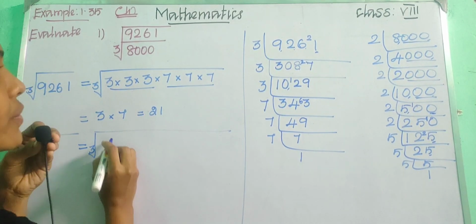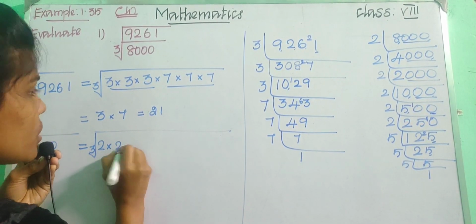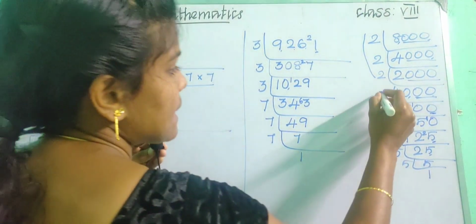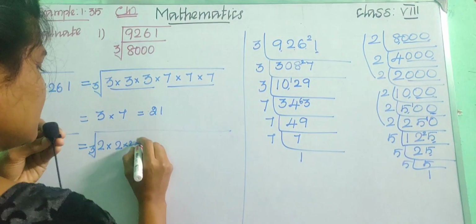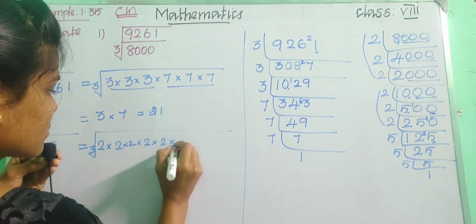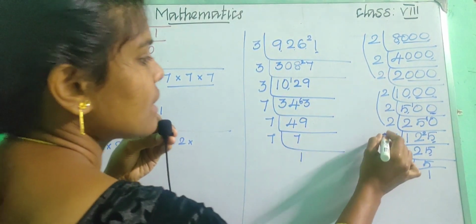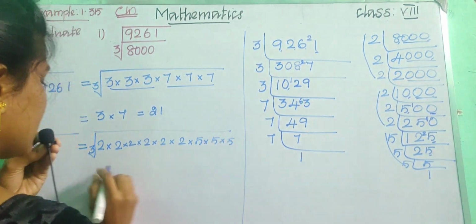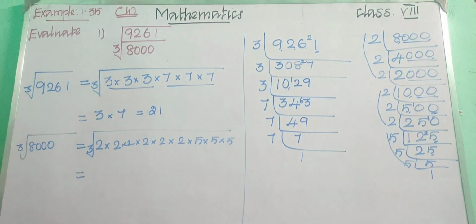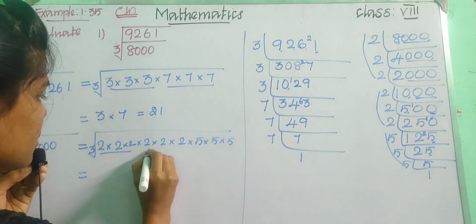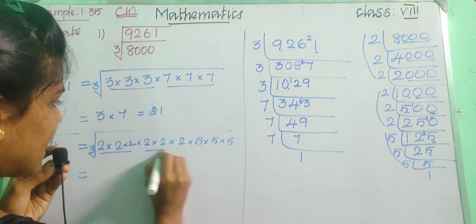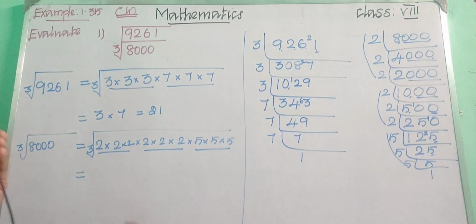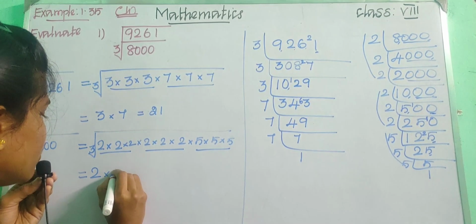Cube root of 2 into 2, okay. How many 2 here? 3 times, okay. And second, okay, and then 3 times, and at the last 3 times 5, okay. So 5 into 5, okay children. Now what is the answer? So we got, okay, 3 times, so 3 times 2, and then 3 times 2, and then at last 3 times 5, okay. Now we can write the answer directly, 2 into 5.